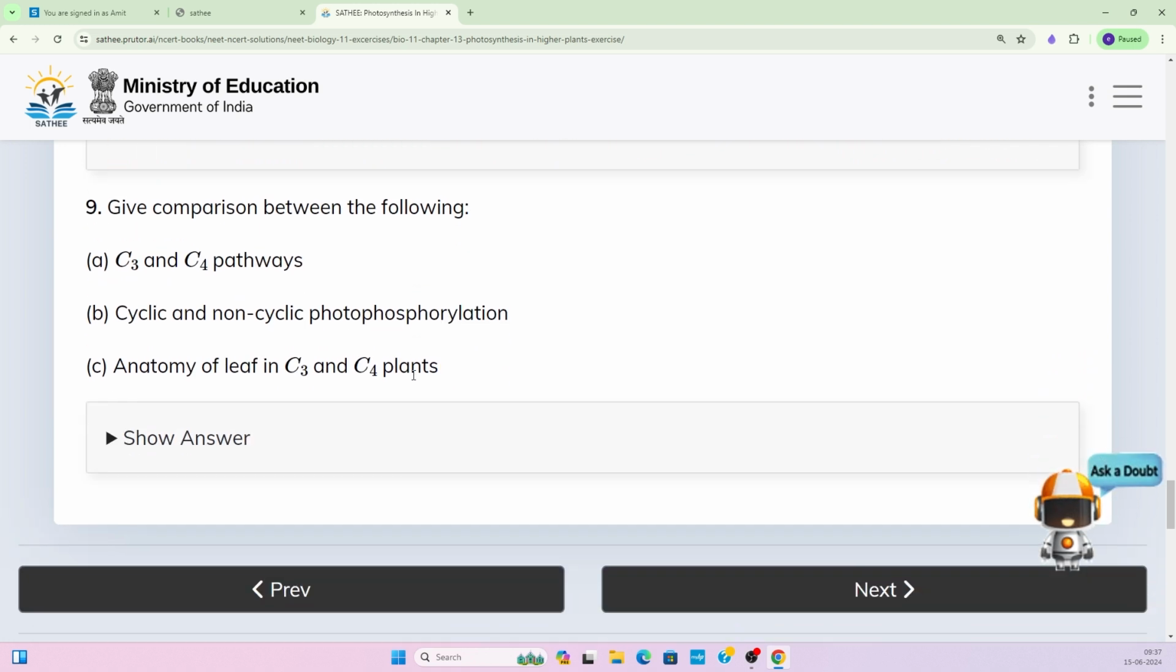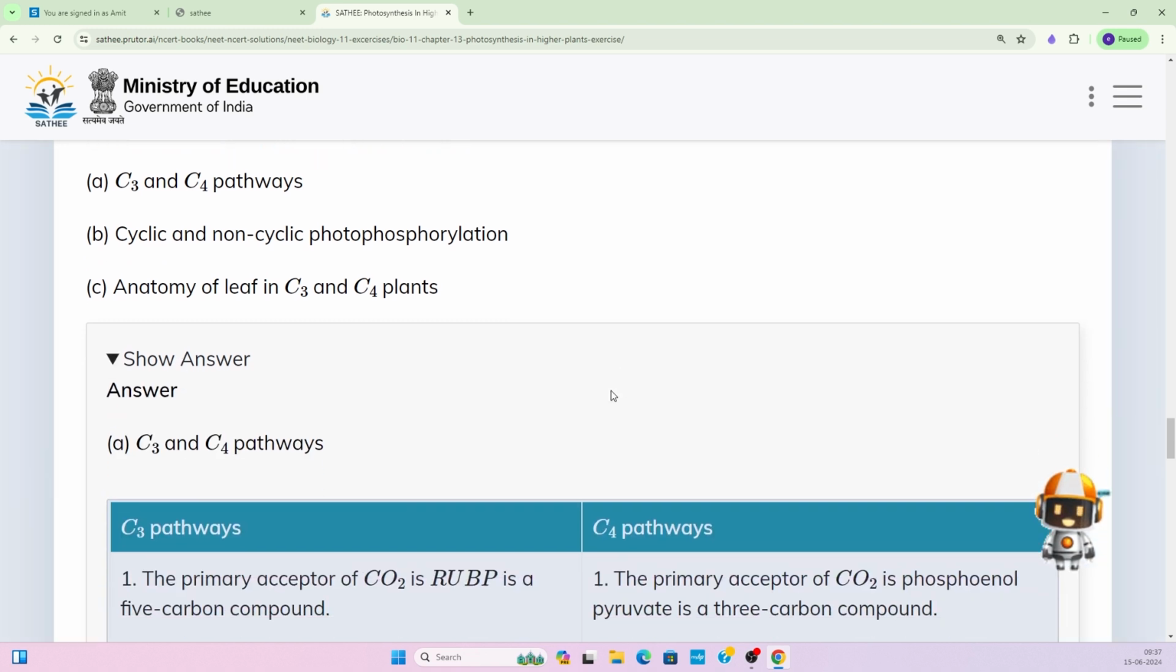So the last question is here. Give a comparison between the following. We have to compare C3 and C4 plants, cyclic and non-cyclic photophosphorylation, and the anatomy of the leaf in C3 and C4. So let us see the difference over here.